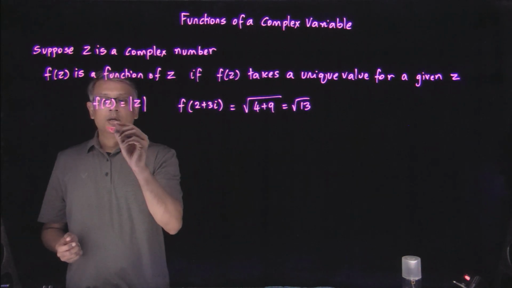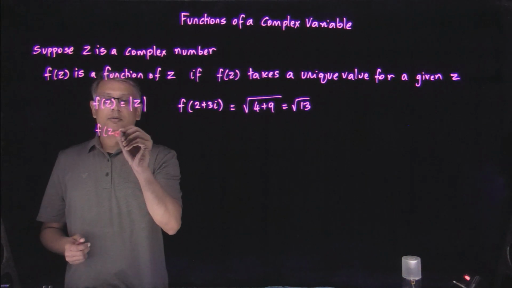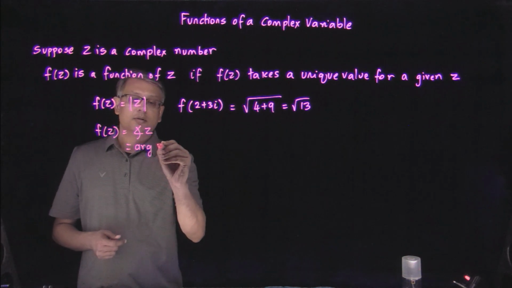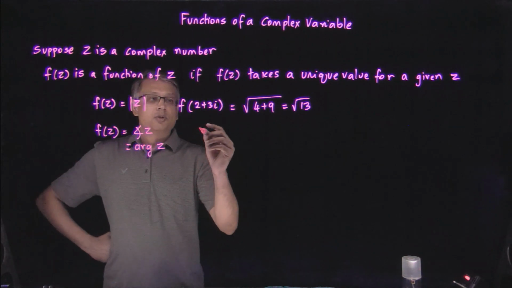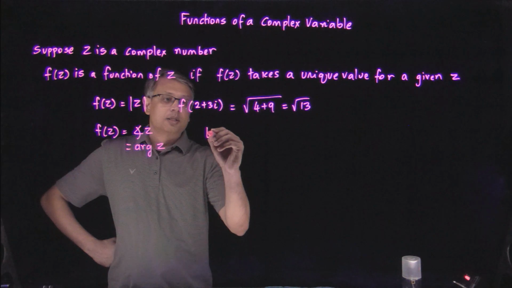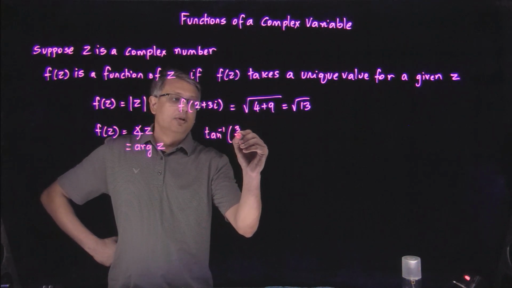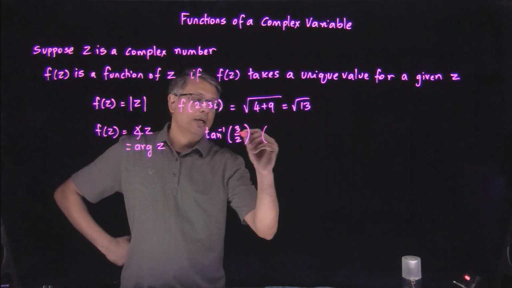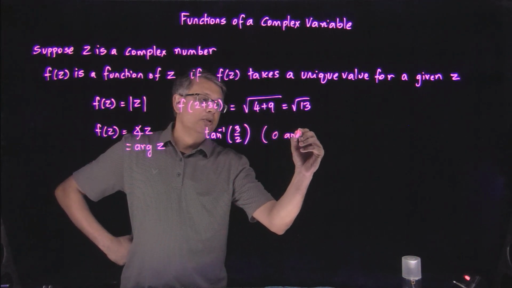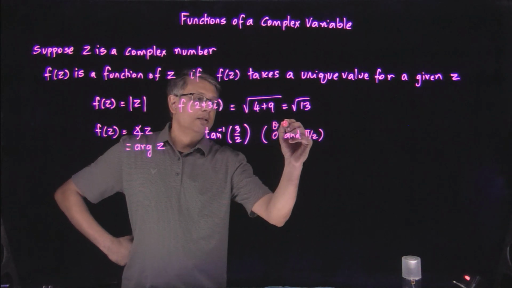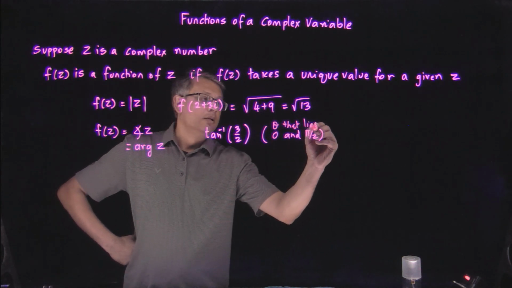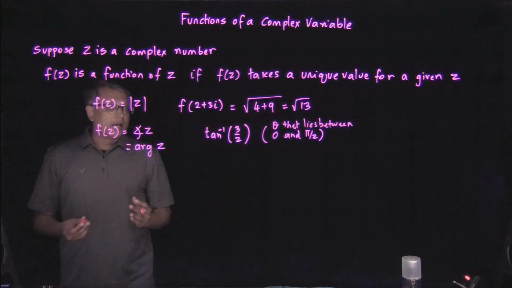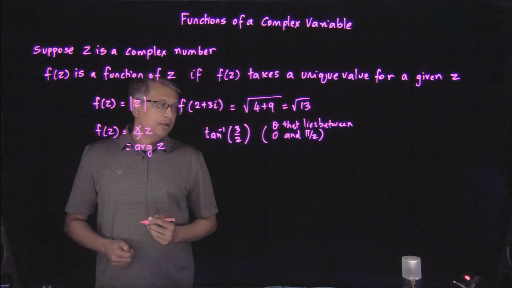Another one could be the angle of z, or the argument of z. That would of course be, in this case, the inverse tangent of 3 over 2, but since 2 plus 3i lies in the first quadrant, the value that lies between 0 and pi over 2. So the theta that lies between 0 and pi over 2, since we define it that way, so that's a unique value for every value of z.